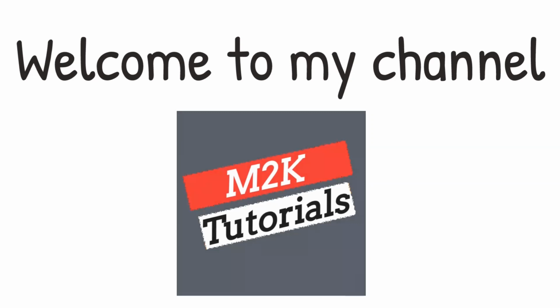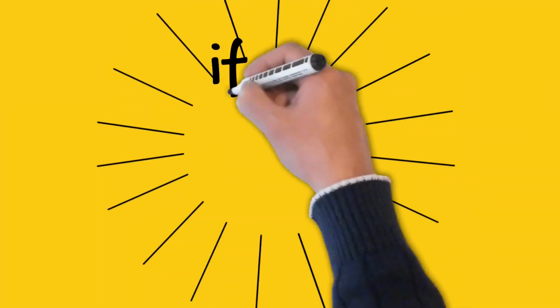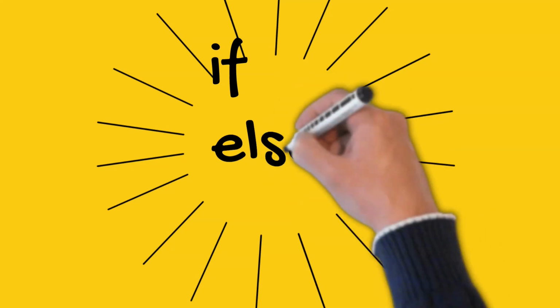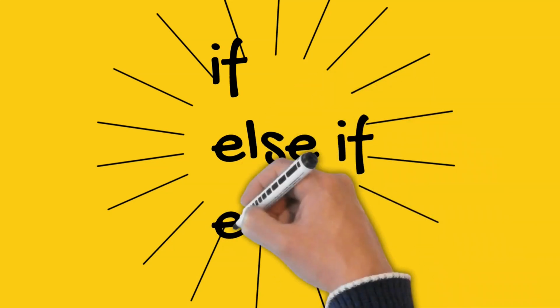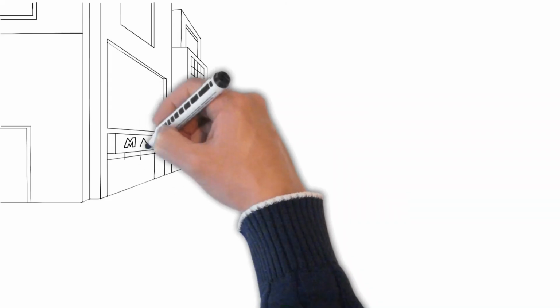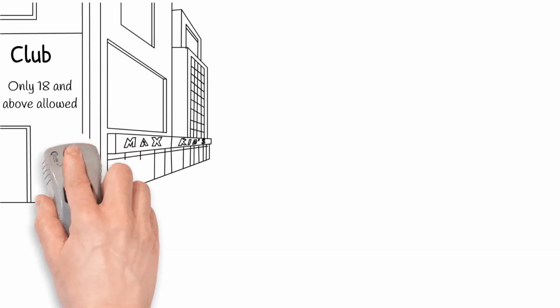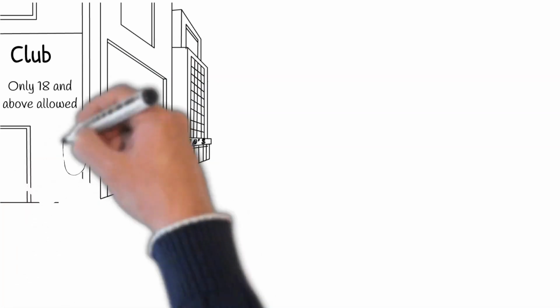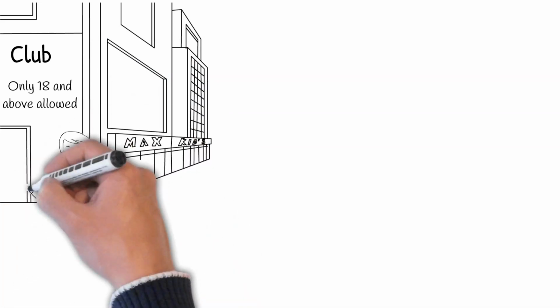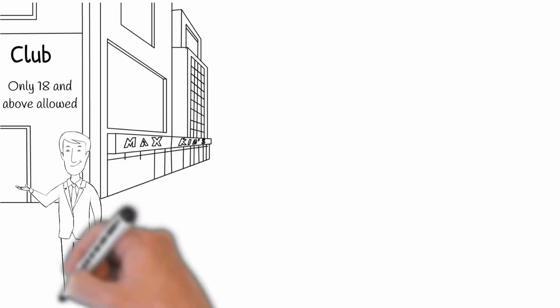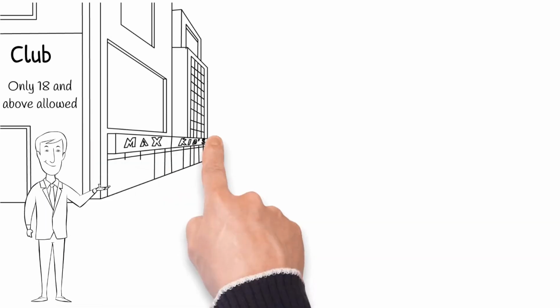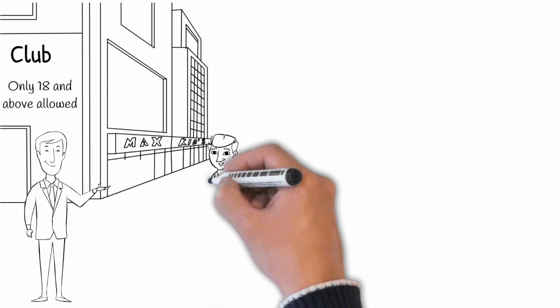So today we're going to discuss if else. So let's understand if else in JavaScript with an example. Let's say there is one club who only allow 18 and above persons in their club. There is one guard who checks whether anybody is 18 or above.